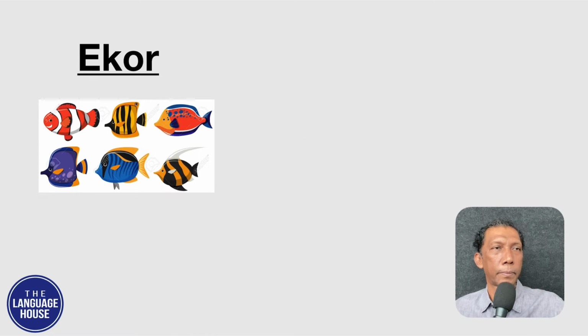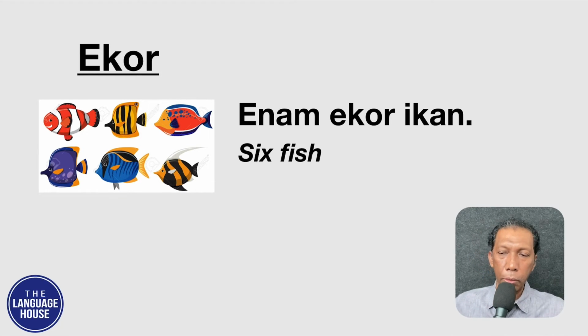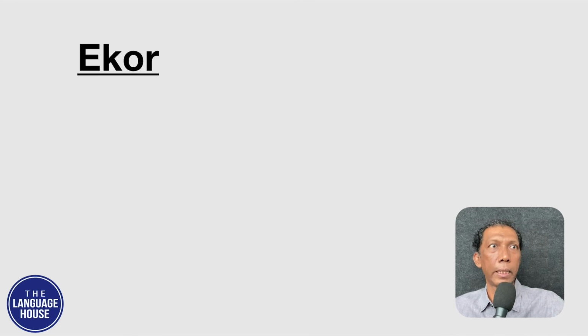How about this one? It's fish. Fish in Malay is ikan. Now, there are 6 fish. How do you say 6 fish in Malay? 6 ekor ikan. Very good. 6 ekor ikan. Remember that one item, that one thing, that one object?